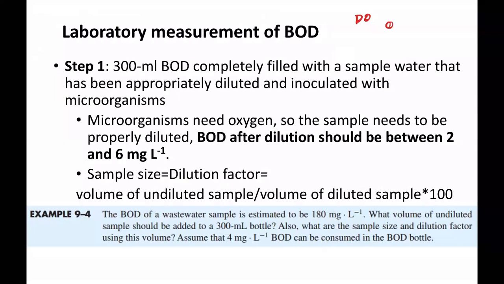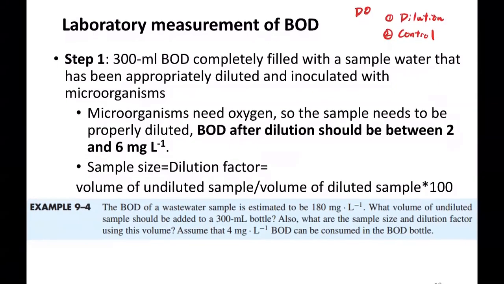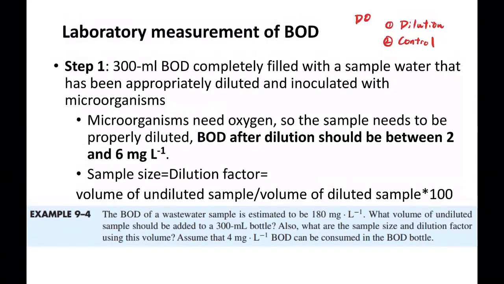For example, the dilution is going to make it complex, right? And also sometimes we will introduce a control group to estimate the oxygen consumed by the microorganisms if there are no organics inside, right? So there are several steps. I'm just pasting it here from your textbook. The first step is to find this 300 milliliter BOD bottle, right?